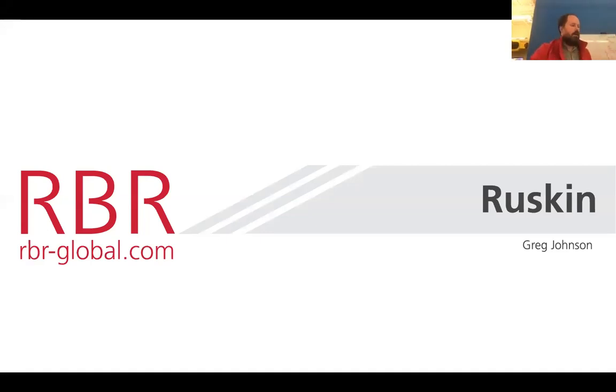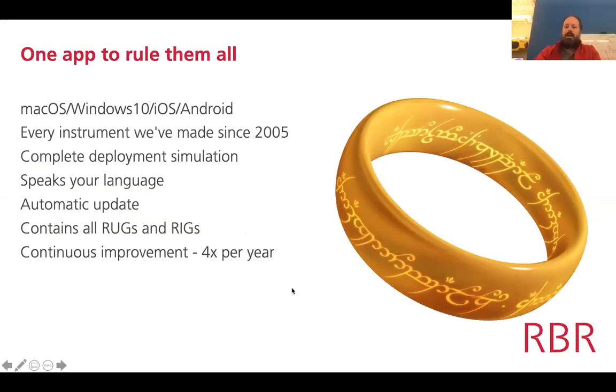Ruskin is the only piece of software that RBR makes. We have done so in one version or another, and I think there have been quite a few versions that have been released over the last decade. You'll find that it runs equally well on a Mac or a PC. We also have a version that's slimmed down slightly that runs on both iOS and Android versions.